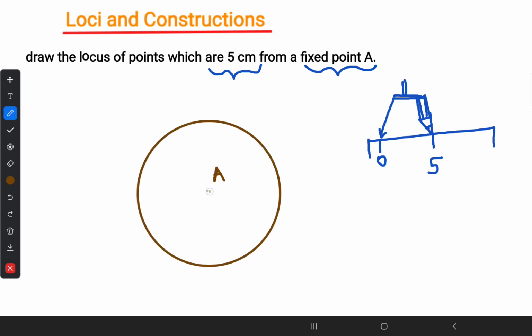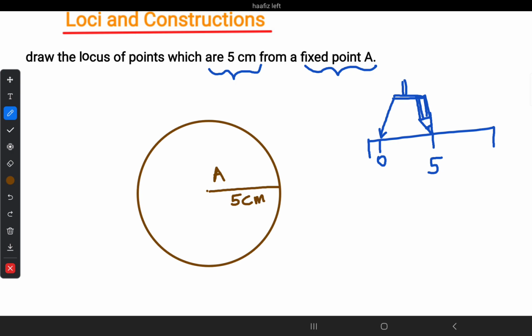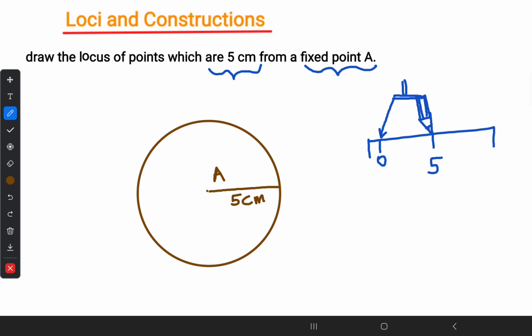A, and you can mark the radius as 5 centimeters. At only one place you can show the radius as 5 centimeters. The midpoint of the circle is A and the radius is 5 centimeters. That's all for our first loci and construction.